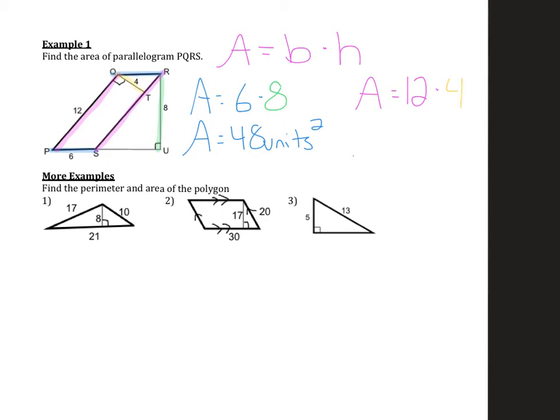All right, no big deal. 12 times 4 is still 48 units squared. So again, it does not matter which way your eye looks at a shape. You should still get the same answer.